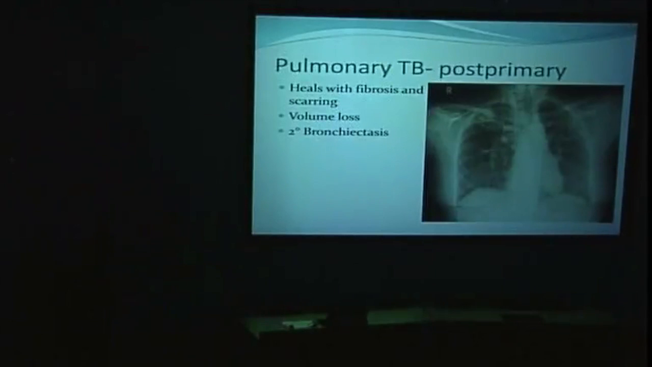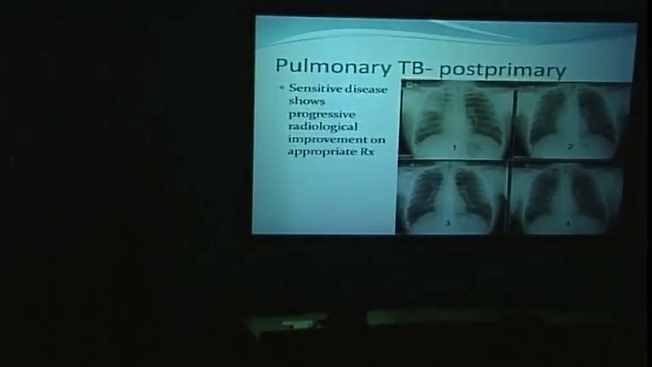So these patients may present with hemoptysis, which may not indicate reactivation. You can get hemoptysis from bronchiectasis or from scar carcinoma development. This sort of typical appearance, initial presentation post-primary TB with the upper lobe consolidation was diagnosed correctly, and then the subsequent films showed the progressive healing back to almost normal without any significant scarring on this one after successful treatment.